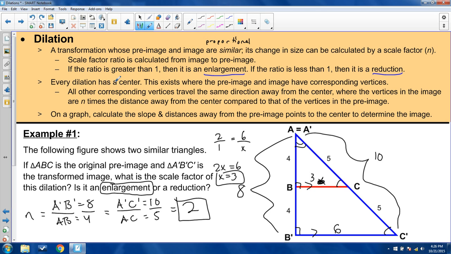Now, we're going to be talking about the center of dilation just in a moment here. I'm going to go to the next slide, but I'll have you know, because I might not go back to this one, that A prime, A was the center of dilation right here. You'll see why as I move on.